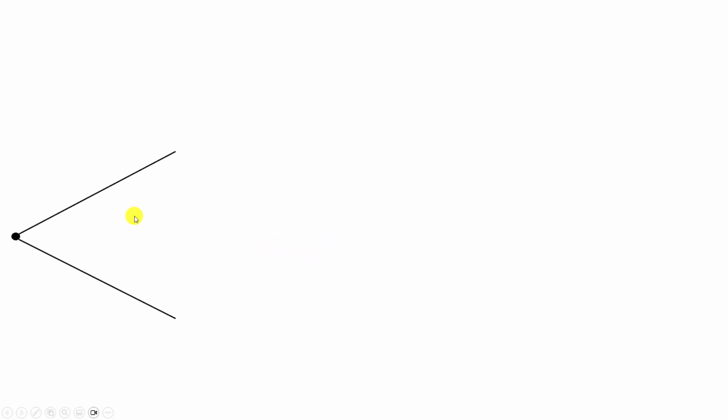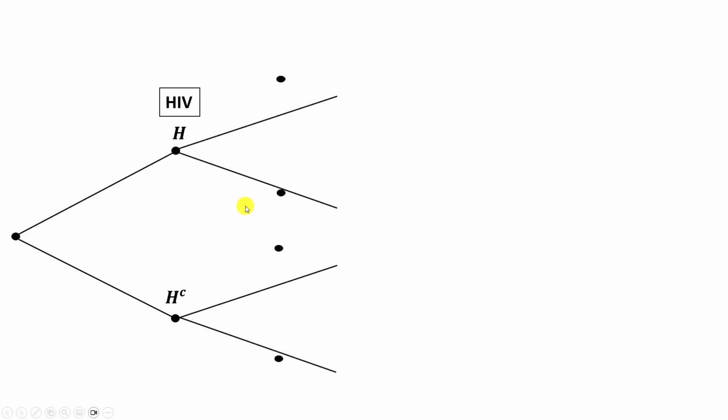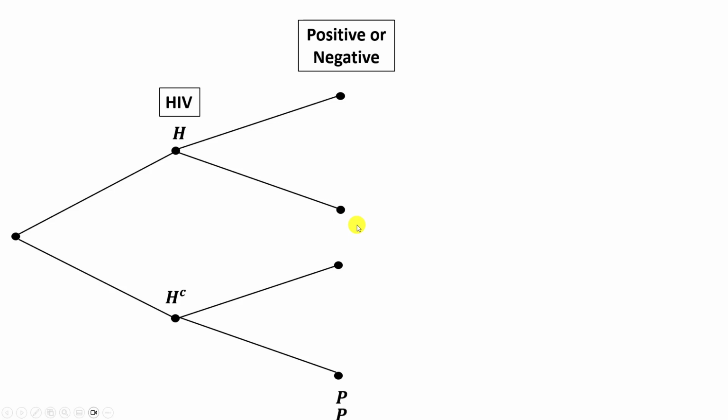We're going to start with our first branch, and we're going to either have HIV, which we'll represent by the capital letter H, or they're not going to have HIV, which is just the complement of H. I'm going to put dots on both of those. We'll fill in the probabilities a little bit later. So our other event, whether they are HIV positive or negative, is going to be our second branch. In our second branch, we're going to have either positive or negative. We'll let P represent positive, and we'll let P complement represent negative.